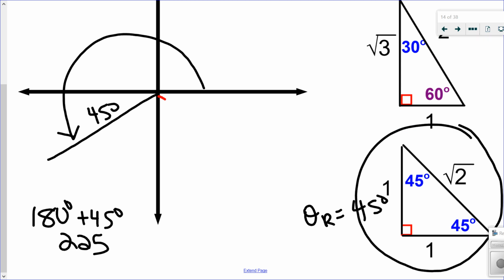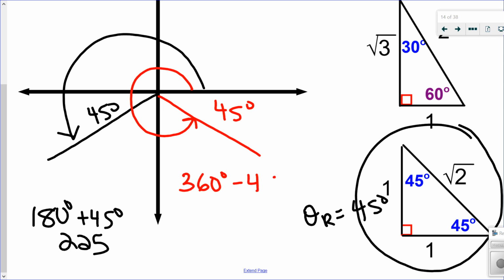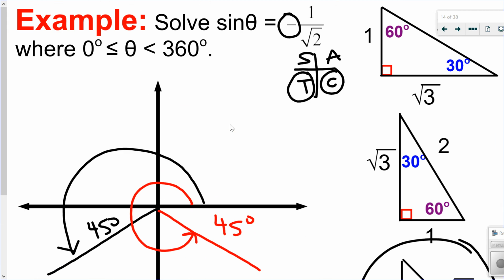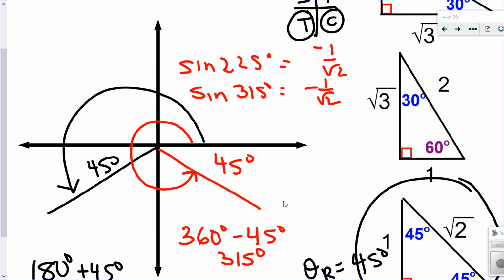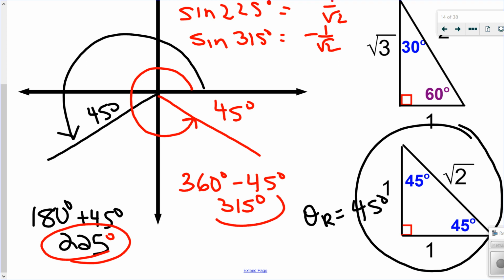Let's come up with the other. It could also be in quadrant number 4. So let's put a 45-degree angle there. This angle could be all the way to there. Notice how I didn't get quite to 360, I'm a little short. So that's 360 take away 45, which would be 315 degrees. If I've done this correctly, what this tells me is that sine of 225 will equal -1 over root 2, and sine of 315 will also equal -1 over root 2. So my answers are the angles 225 and 315.